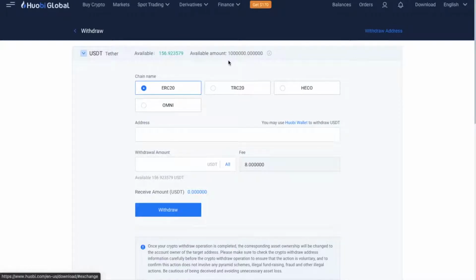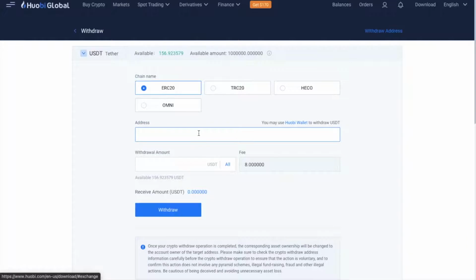So if you happen to hit your daily limit, you may just need to withdraw some of your tokens the following day. And if you're withdrawing coins such as USDT, there may be multiple chains supported, such as the likes of Omni and ERC20. Please just select the appropriate chain before you input the deposit address.